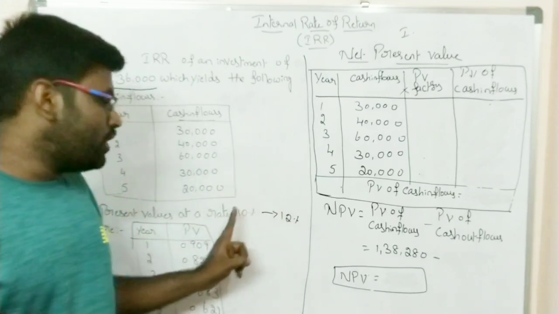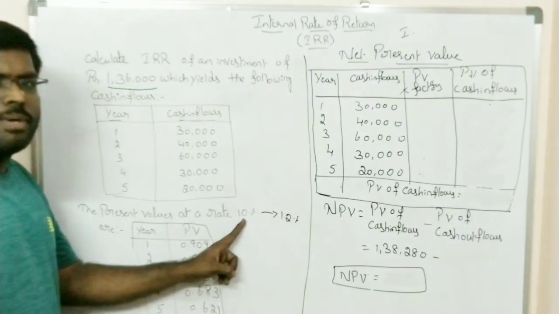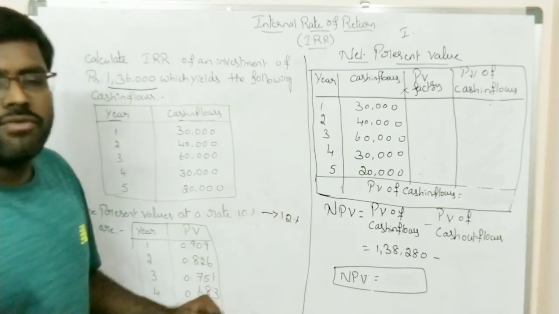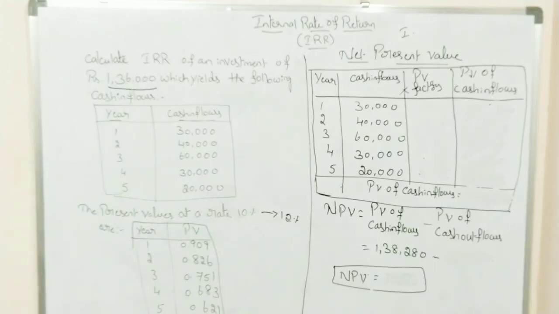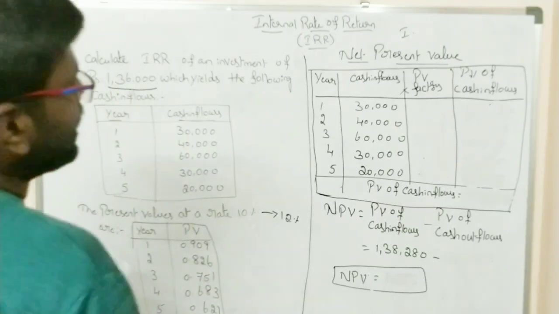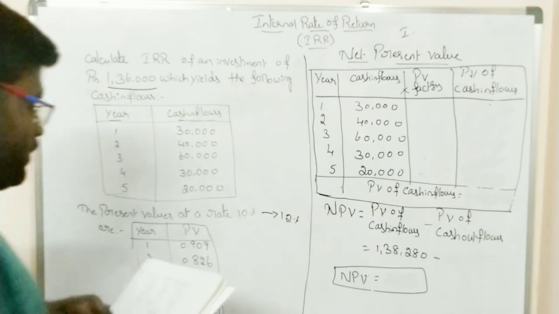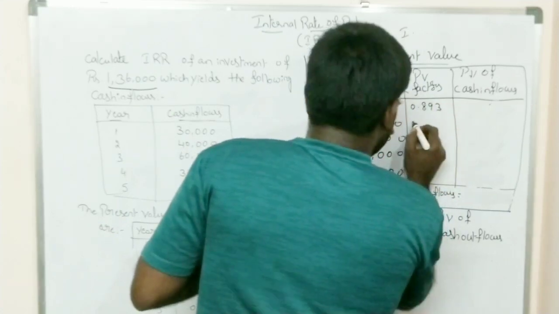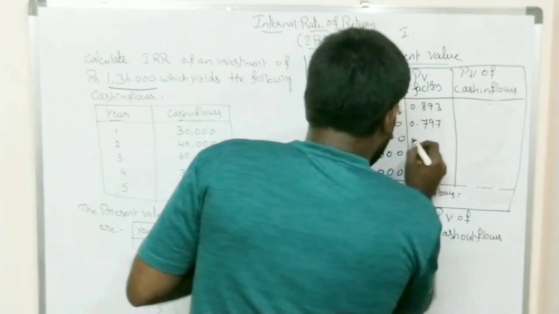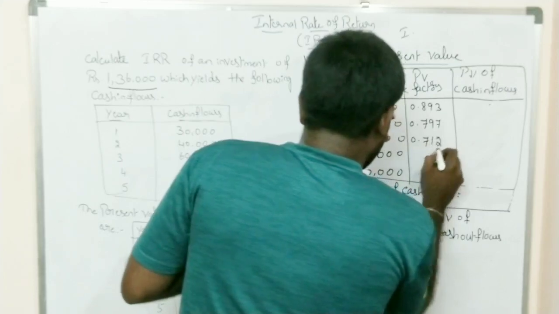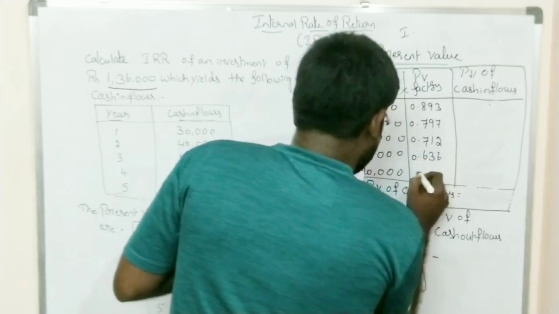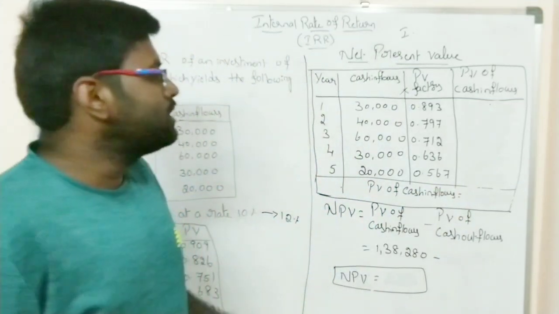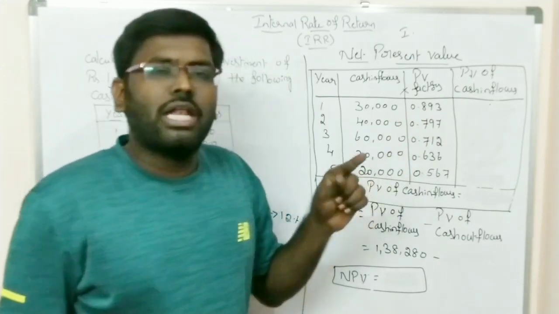In the previous calculation we took the present values at a rate of 10%. Now we have to take the present values at the rate of 12% from the present value table. So now we will see what those present value factors are. For the first year it will be 0.893, for the second year 0.797, for the third year 0.712, for the fourth year 0.636, and for the fifth year 0.567. These values I have taken from the present value table.